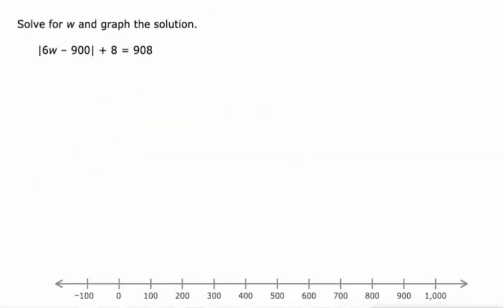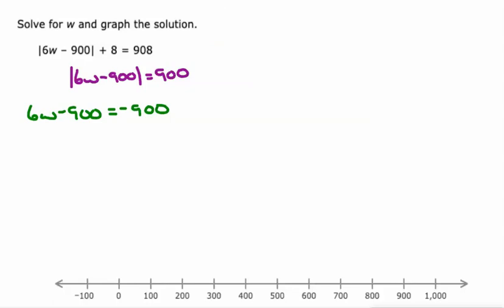This one's a little bit tougher. Isolating the absolute value quantity really isn't any tougher. We just subtract 8 from both sides, and we get that quantity equals 900. Then we write two equations. 6w minus 900 equals -900, or 6w minus 900 equals +900.